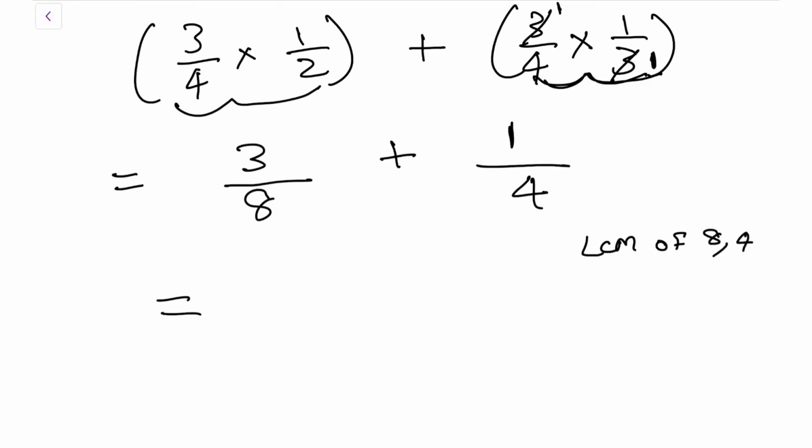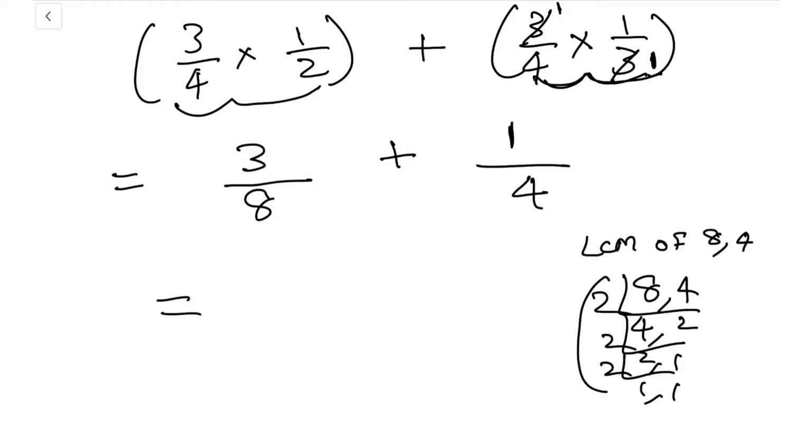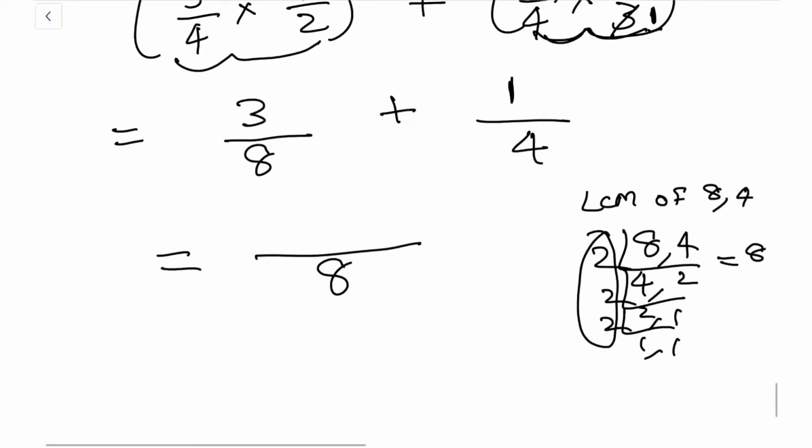If you do the LCM, you will get 2 4s are, 2 2s are, 2 2s are, 1, 2 1s are. You multiply 2 into 2 into 2, which is 8. So LCM becomes 8. If LCM is 8, you have to multiply the denominator by 1. 8 into 1 is 8.